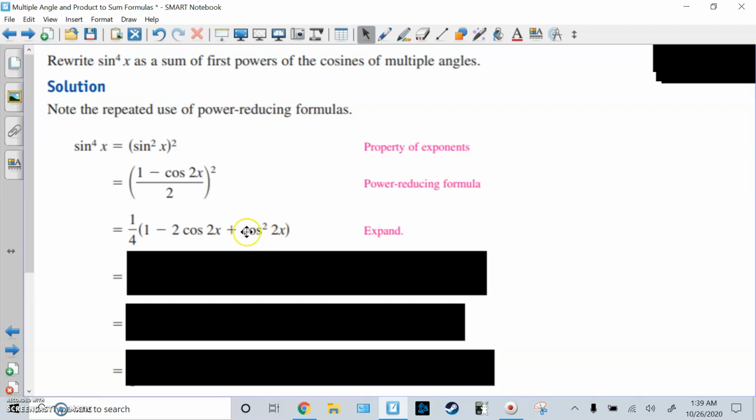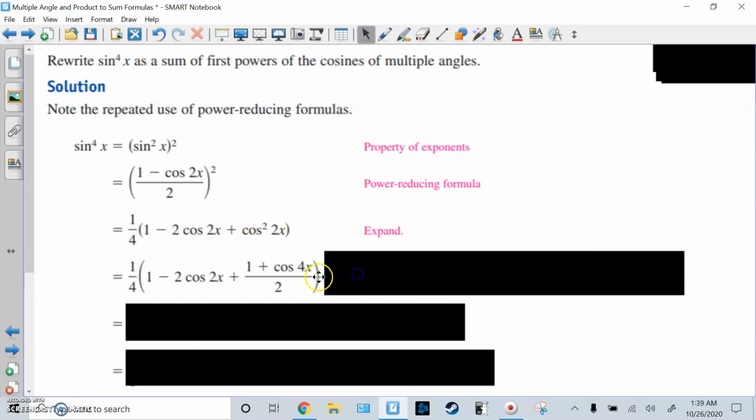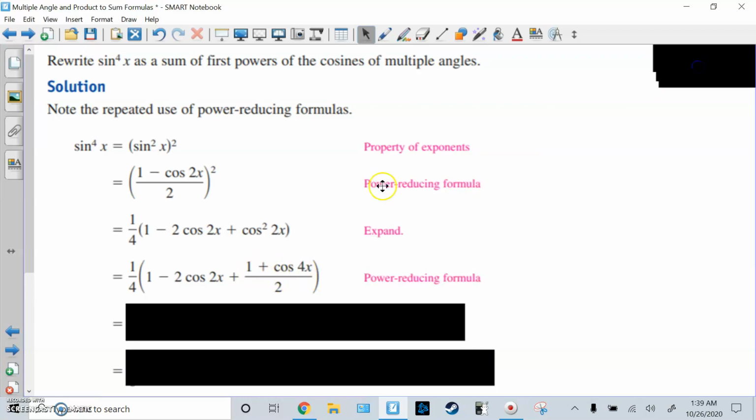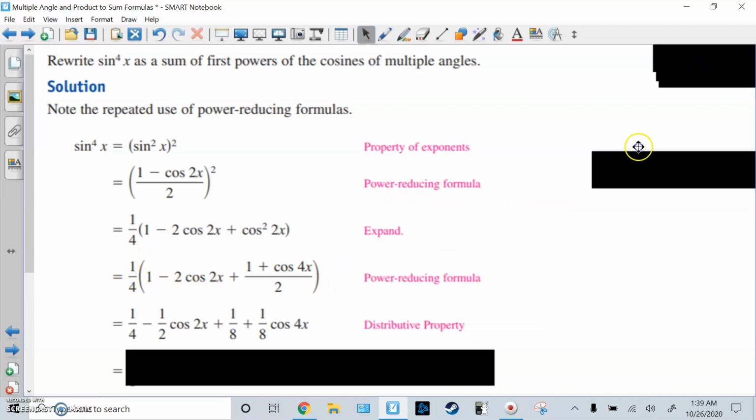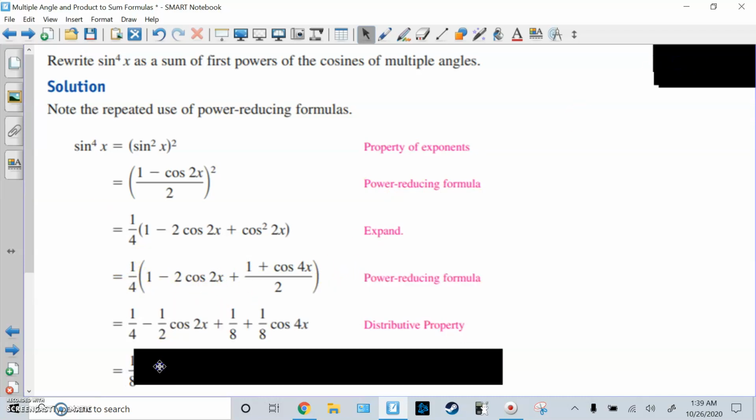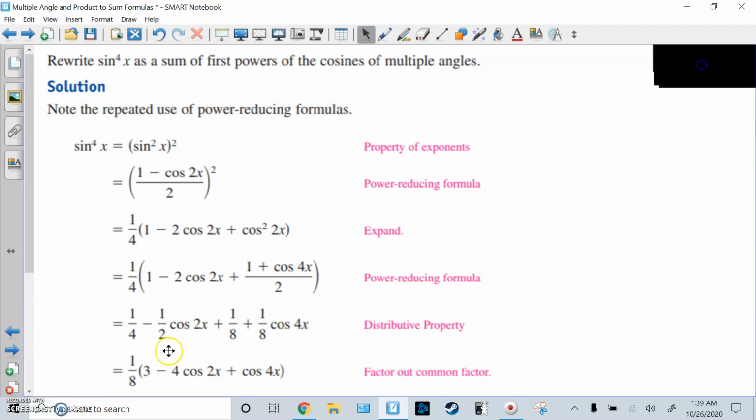We're going to take this cosine squared of 2x and change it into 1 plus cosine 4x over 2. So we do the power reducing formula twice, and there's no more exponents. We're going to distribute this 1/4, and then just reduce, combine, or whatever, factor out. So sine to the fourth x, this is fourth power, has no exponents here, it's all first power stuff.